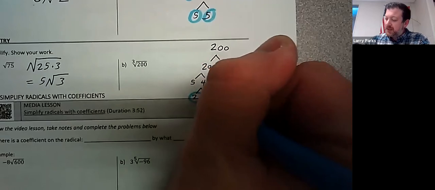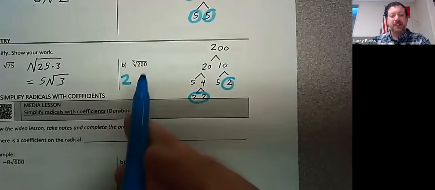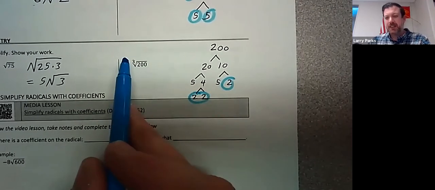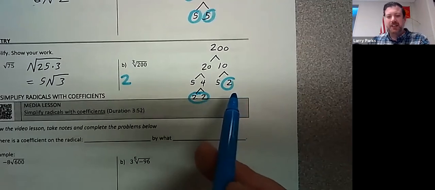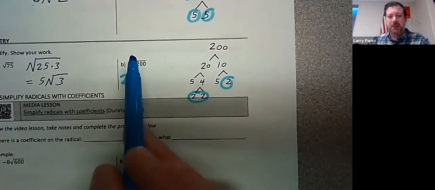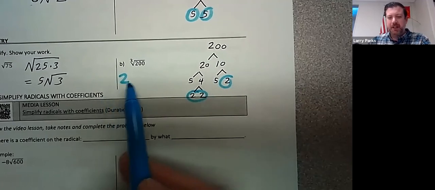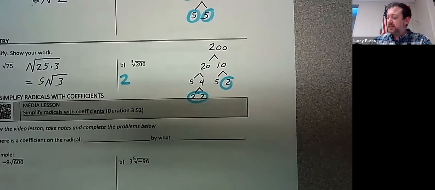So I'm going to circle my 2s. Now, if this index was a 4, you would need to have 4 2s. If this index was a 5, you would need to have 5 2s. Okay, so I have 3 2s. So the cube root of 8, 2 times 2 times 2, is 2. And then what's left over? 5 times 5, 25.